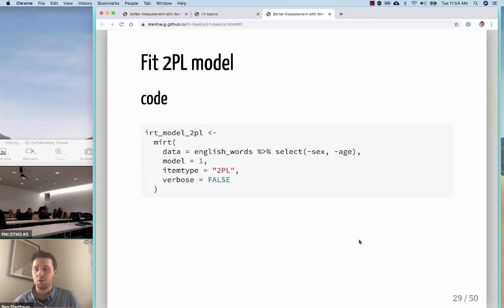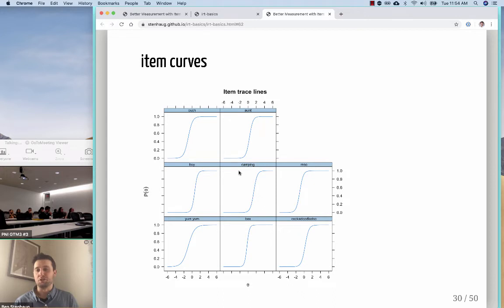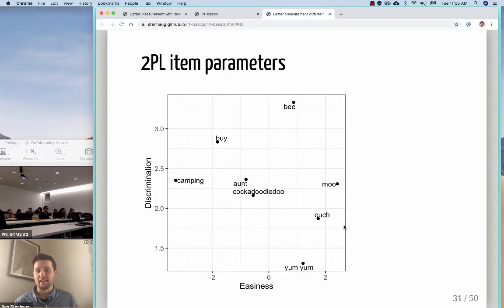framework. So going back to that word bank data, we can fit this model just by running the exact same code in R, using the mirt package, but instead calling the item type to be the 2PL. And I can then produce the same item trace lines. If you inspect closely, you'll notice that now the slope does vary a little bit. I think probably most obviously on Yum Yum, it's a little bit more flattened. And then B, for example, has a very, very steep slope, having a very high discrimination.